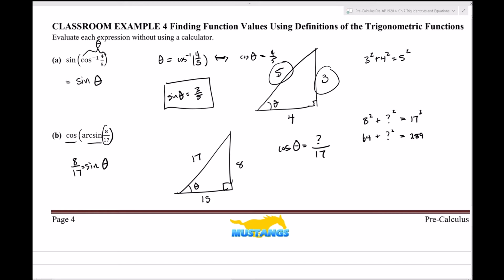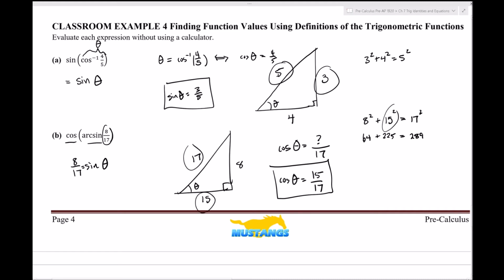But I think there was a video that I did where I kind of painfully went through that calculation. 17 squared is 289, so I still remember that. And if I subtract 64 from 289, you actually get 225, which I understand is the square of 15. So that's what's missing, 15. So then cosine theta is 15 over 17. And that's how you do that problem.